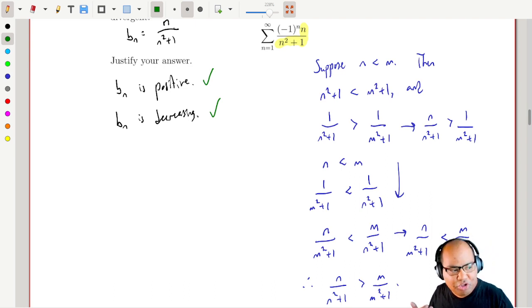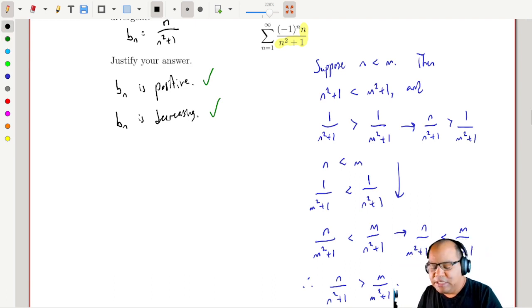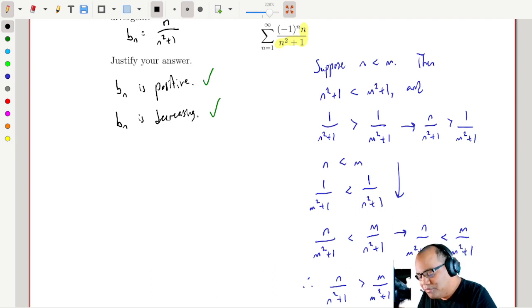Okay, so that's a bit of work. Again, you can go ahead and use derivatives if you like. I think the derivative approach may be a little easier. But remember, as before with the direct comparison test, you've got to know how to use those inequalities.